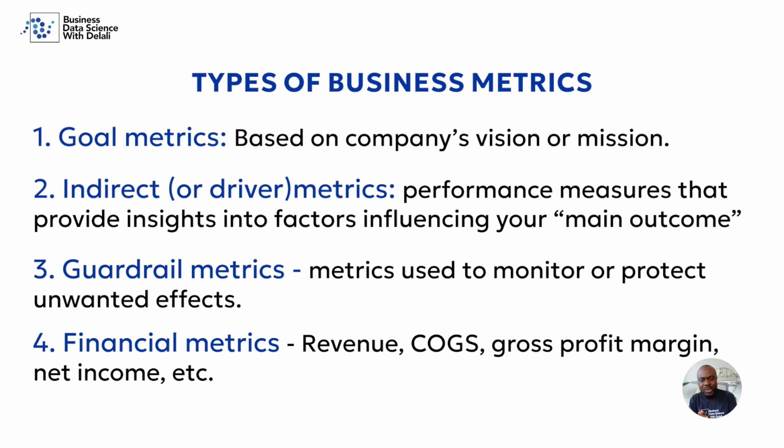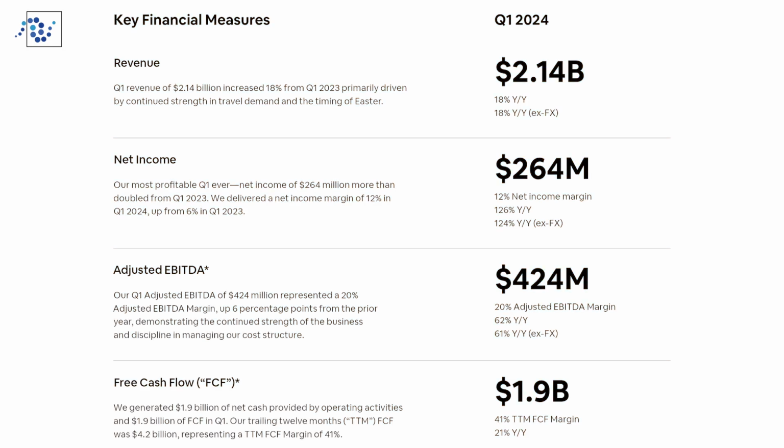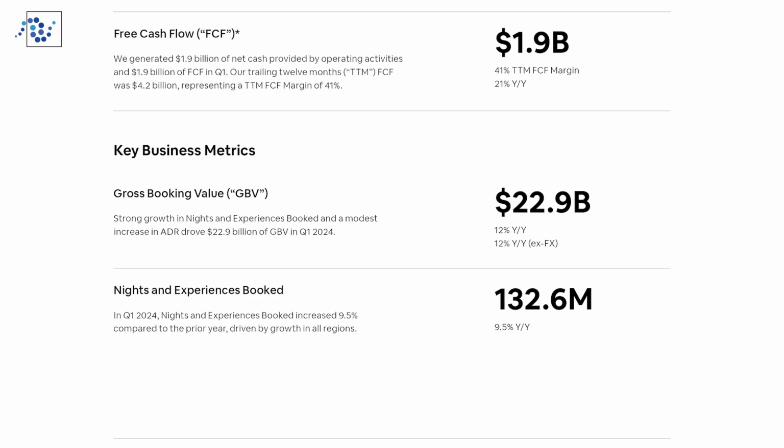And since Airbnb is a publicly traded company, let's look at their earnings statement, or their letter to stakeholders, so we can see some financial numbers here. So look here. As you can see, these are the Q1 2024 key financial measures that Airbnb sent to their shareholders. You can see a lot of financial metrics here: revenue, net income, adjusted EBITDA, free cash flow, and then some other business metrics. The first 4 metrics here are all financial metrics, and then you have some goal metrics, like nights and experiences booked, as well as gross booking value.